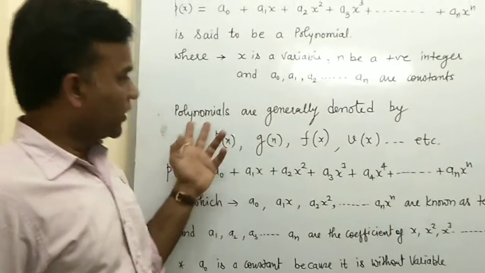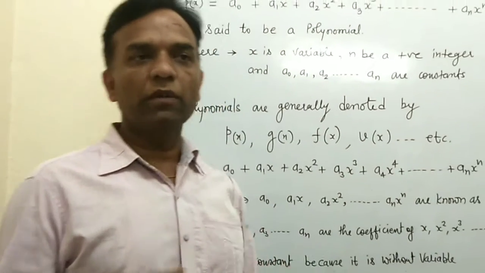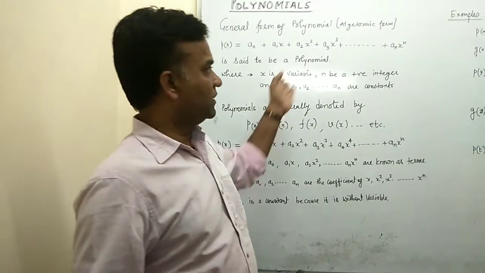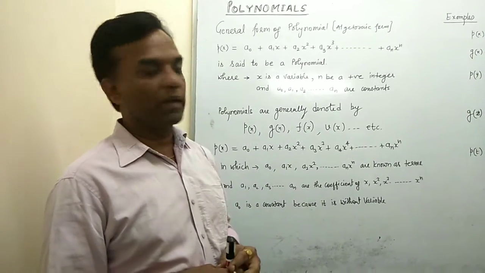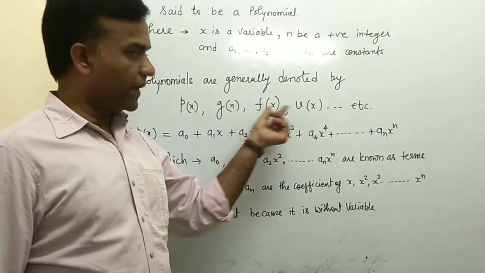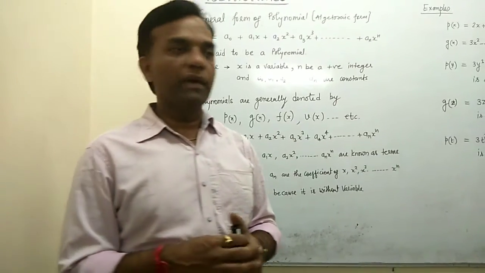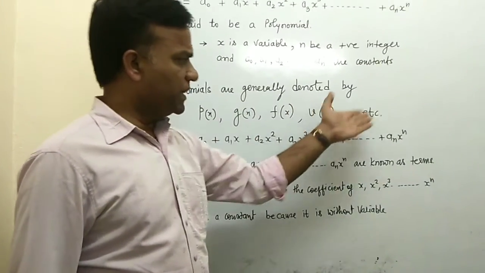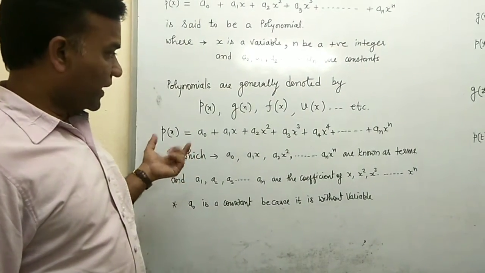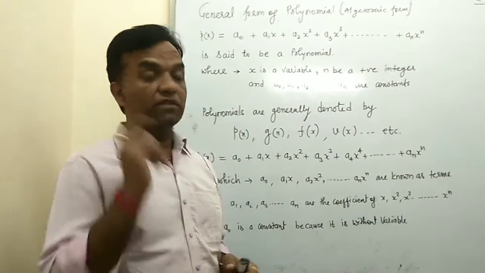Polynomials are generally denoted by letters depending on you. Suppose we use p for polynomials, because there are many terms inside a polynomial. We denote them like p of x, g of x, f of x, v of x, depending on which letter you use for the general form of the polynomial. Again we describe this form, because our basic topic is polynomials and here we generalize the form.